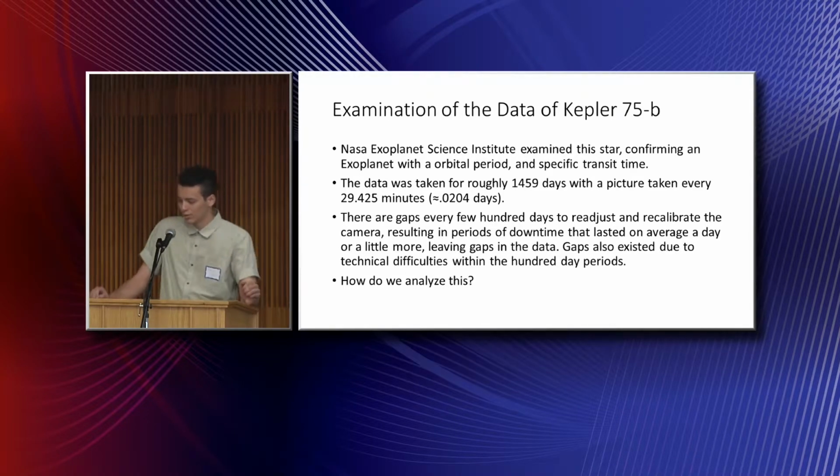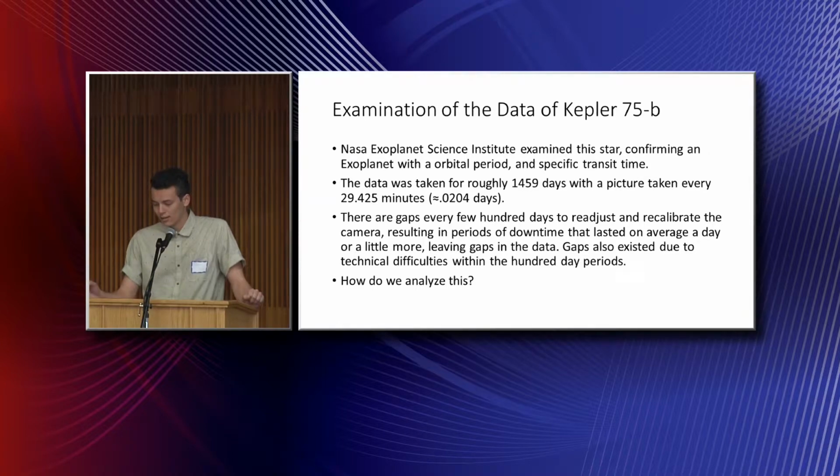All right, so in our case, we're looking at Kepler 75b. The NASA Exoplanet Science Institute examined this star, confirming an exoplanet with an orbital period and a specific transit time. The data was taken for roughly 1,459 days. About every 30 minutes, a picture was taken. There are gaps every few hundred days to readjust and recalibrate the camera. So this would leave gaps, and technical difficulties also left gaps in the data.